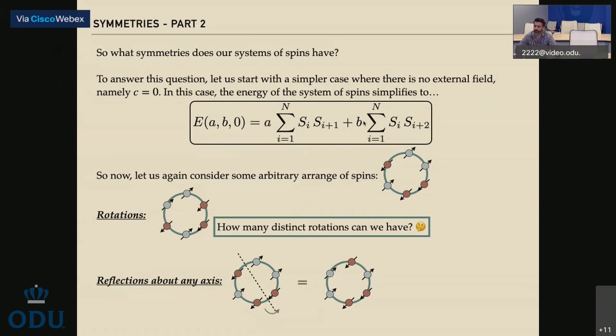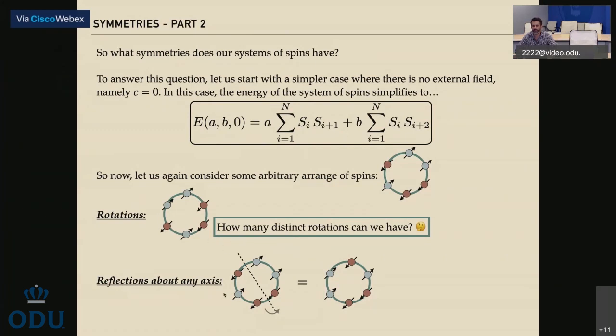And so I can now again consider some arbitrary arrangement of spins, and I can start to ask myself what kind of rotations I can make on the system that are distinct. How many distinct rotations can I have?